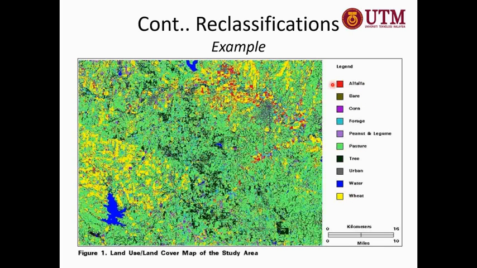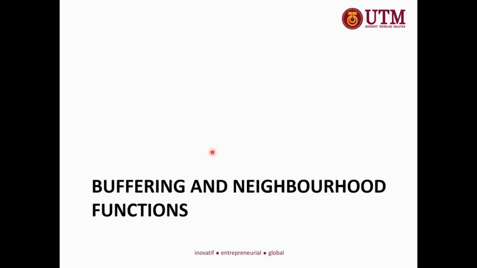For example, alfalfa, barley, corn, forage, peanut and legume, pasture, tree, urban, water and wheat. So from C we can see that the majority area is pasture maybe, and also wheat. Okay, you can see green and also yellow in most of the data. Okay, that's reclassification.